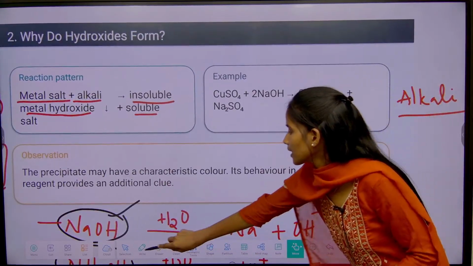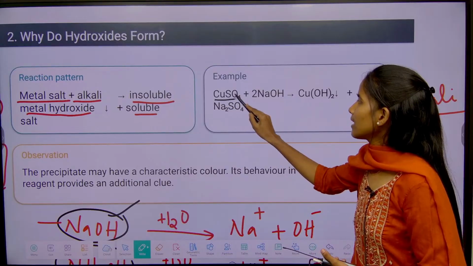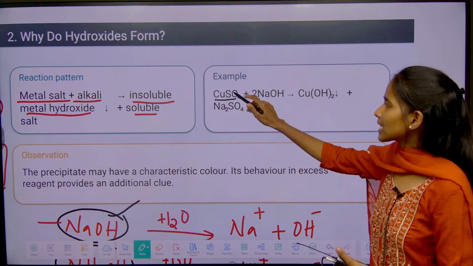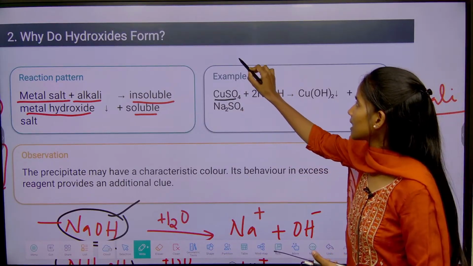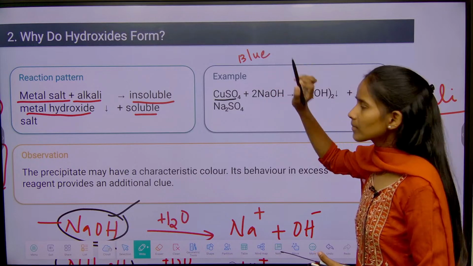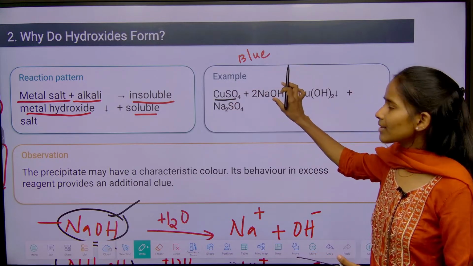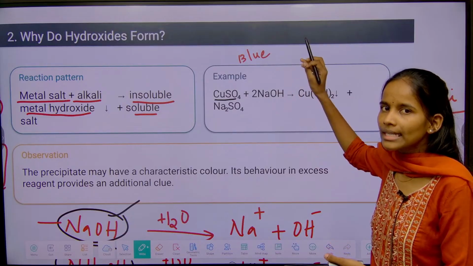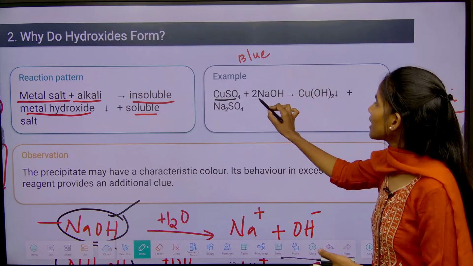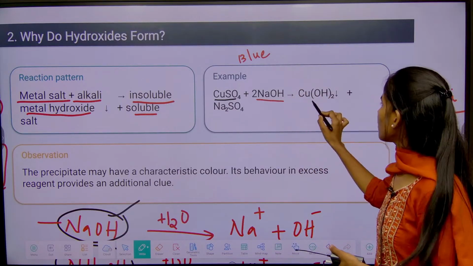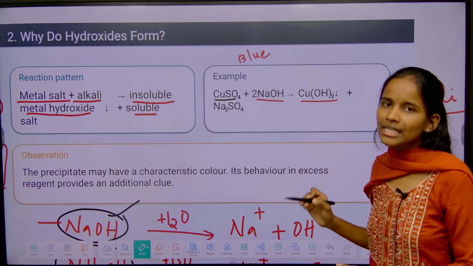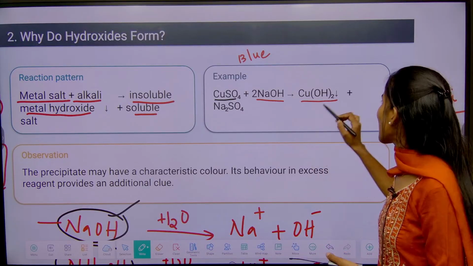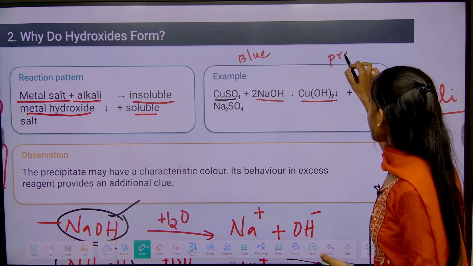Copper sulfate, if you see, this is our metal salt. What is the color of copper sulfate? Its color is blue. Fine. So, it is reacting with the alkali, sodium hydroxide. This is soluble in water, that is why we are calling it an alkali. Now, after reaction with sodium hydroxide, we will get copper hydroxide, Cu(OH)2, as precipitate.